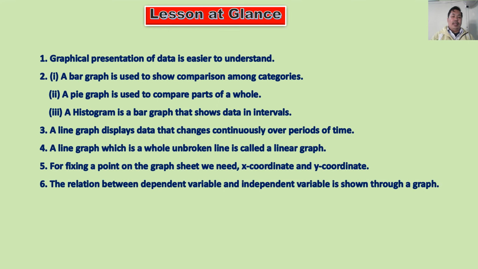Next, the relation between the dependent variable and the independent variable is shown through a graph. Means by a graph you can show the relation of the dependent and independent variables, like the amount of money you borrow from your friend or from a lender, and you give the interest. How much the interest is depends on how much money you borrowed. Like this, things are called dependent, and dependent variables can also be represented in a graph.